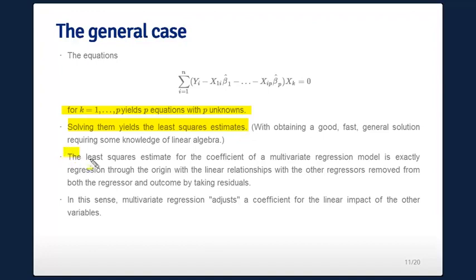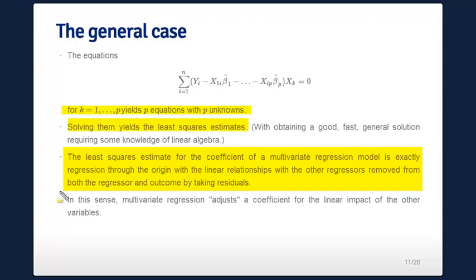But this point is interesting because it just generalizes what we did for two variables. The least squares estimate for the coefficient of a multivariate regression is exactly regression through the origin with the linear relationships of the other regressors removed from both the regressor and the outcome by taking residuals. And because all we've developed is how to take residuals one at a time, you can do this one at a time, removing the linear relationship of x2, then x3, then x4, and x5 to get the adjusted relationship between y and x1. It doesn't matter what order you do it, you just have to do all of them from both the y and the x1, and you'll get the multivariate adjusted case.